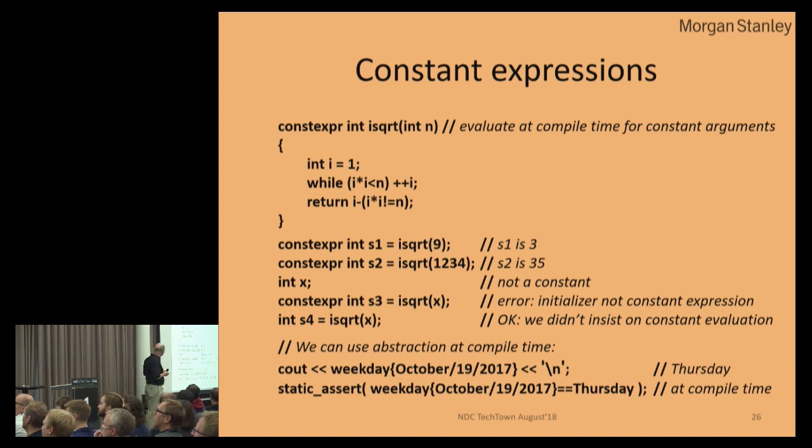The weekdays example down here shows we can abstract from the simple things like integers and actually use fairly powerful C++ abstraction mechanisms at zero cost. So I want to know the weekday of October 19, 2017, prints it out, fine. The interesting thing here is I can do a static assert. Let the compiler check that the weekday of October 19, 2017 is a Thursday. It'll do that at compile time, and if I guessed wrong about the day, the program will not compile.